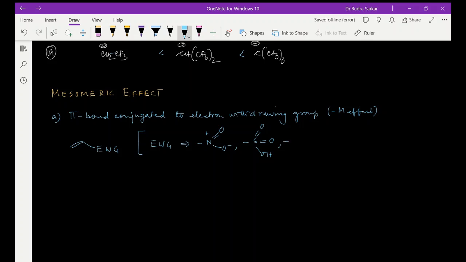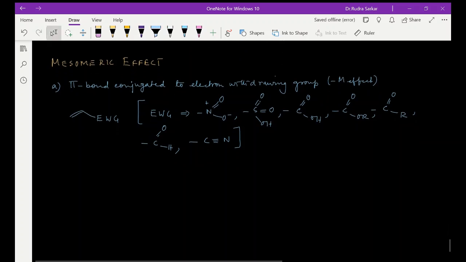You can have the carboxylic group, the ester group, the keto group. You can also have the aldehyde group or the cyano. Now, in all this, what is important is that the electron withdrawing group will itself have a pi bond. At least one pi bond is there within it. Okay, so that is like a hint for you.